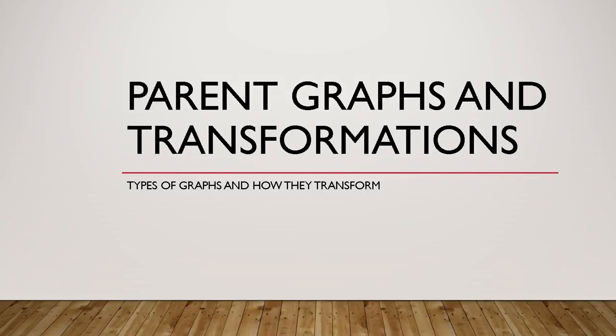This is the module on parent graphs and transformations. We'll be looking at different types of graphs and how they relate to the basic model of the graph, and how they have a vertical shift and horizontal shift and all of the changes that can go on with a basic model versus a model that's given as a function.